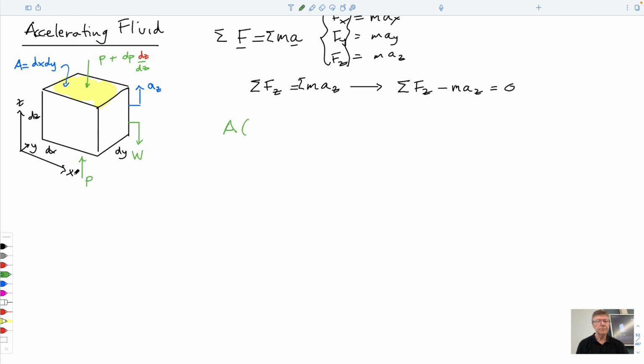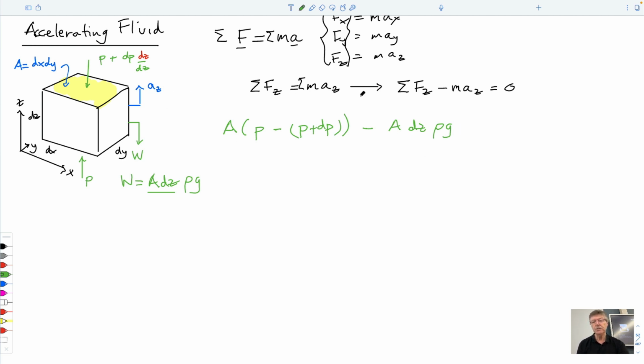An area multiplied by pressure, positive upwards because it's in the positive z direction, minus p plus dp goes here, times the area. What else do we have up and downwards? We have minus the weight. Weight is going to be equal to area times dz times rho g, right? Area times dz is just the volume, not divided by volume, but it is the volume. And so we could write that in as area dz rho g. g is already acting downwards.